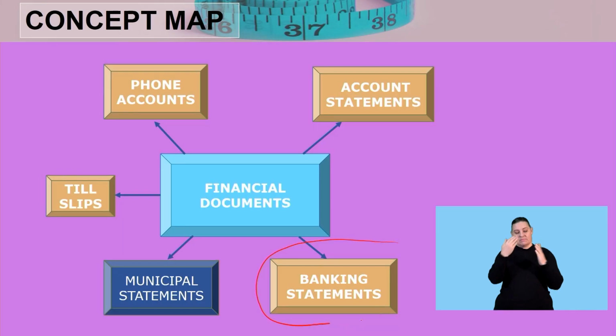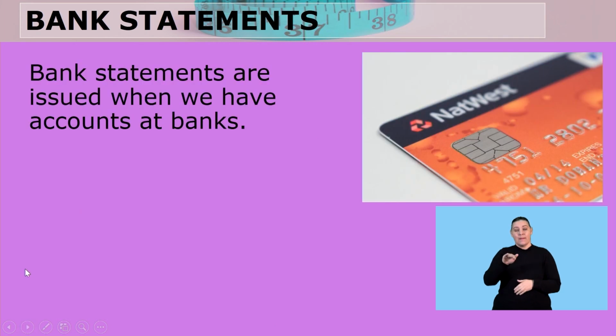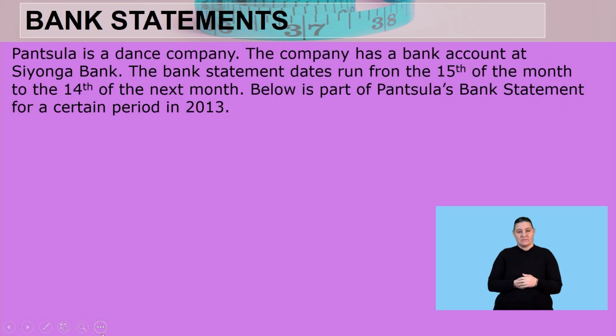Now we talk to you guys about banking statements. Bank statements are issued when we have bank accounts. Pansula is a dance company. The company has a bank account at Siyabonga Bank. The bank statement dates run from the 15th of the month to the 14th of the next month. I've got to pay attention there.